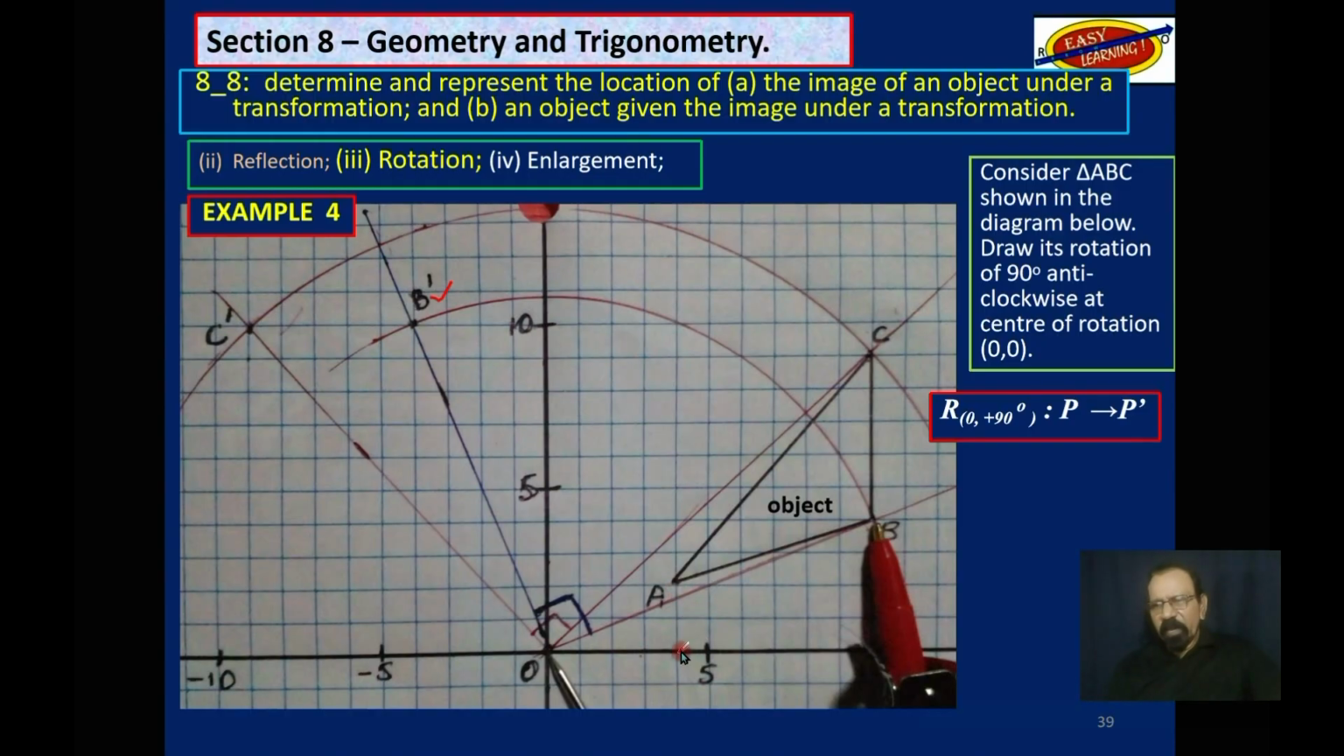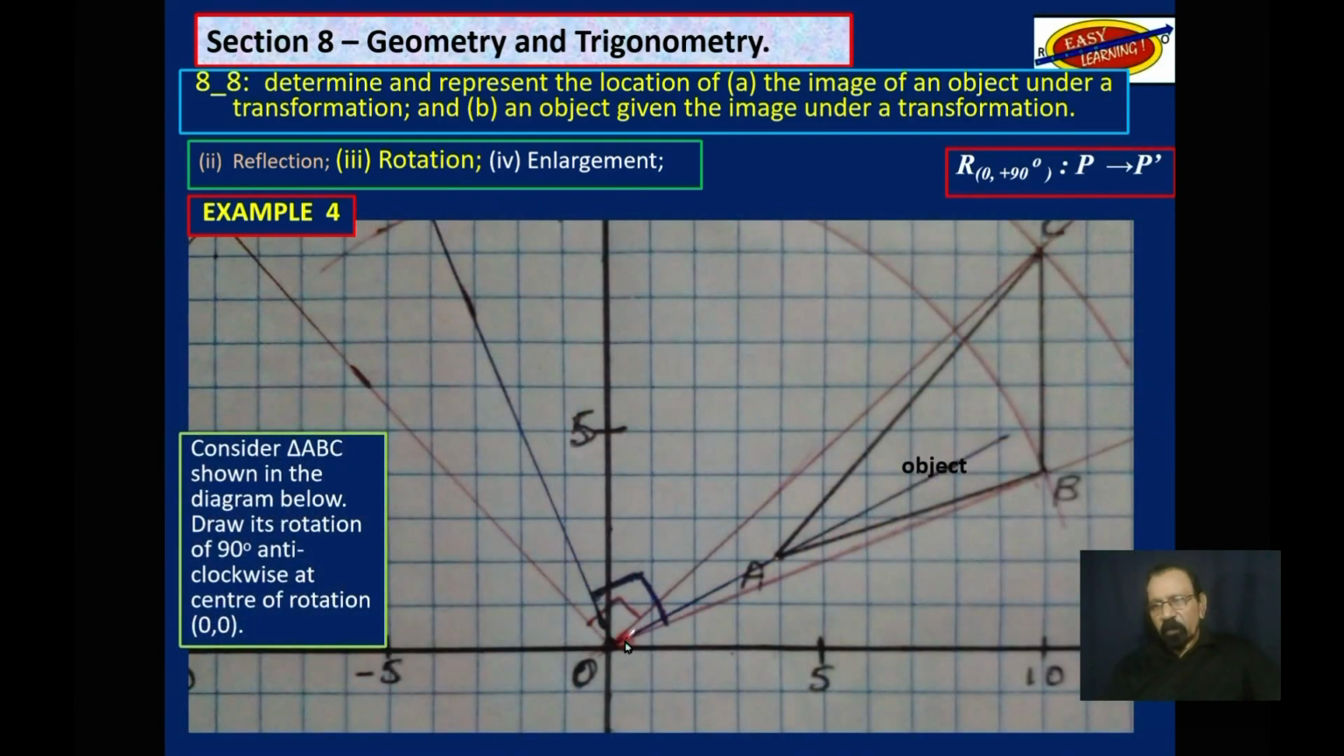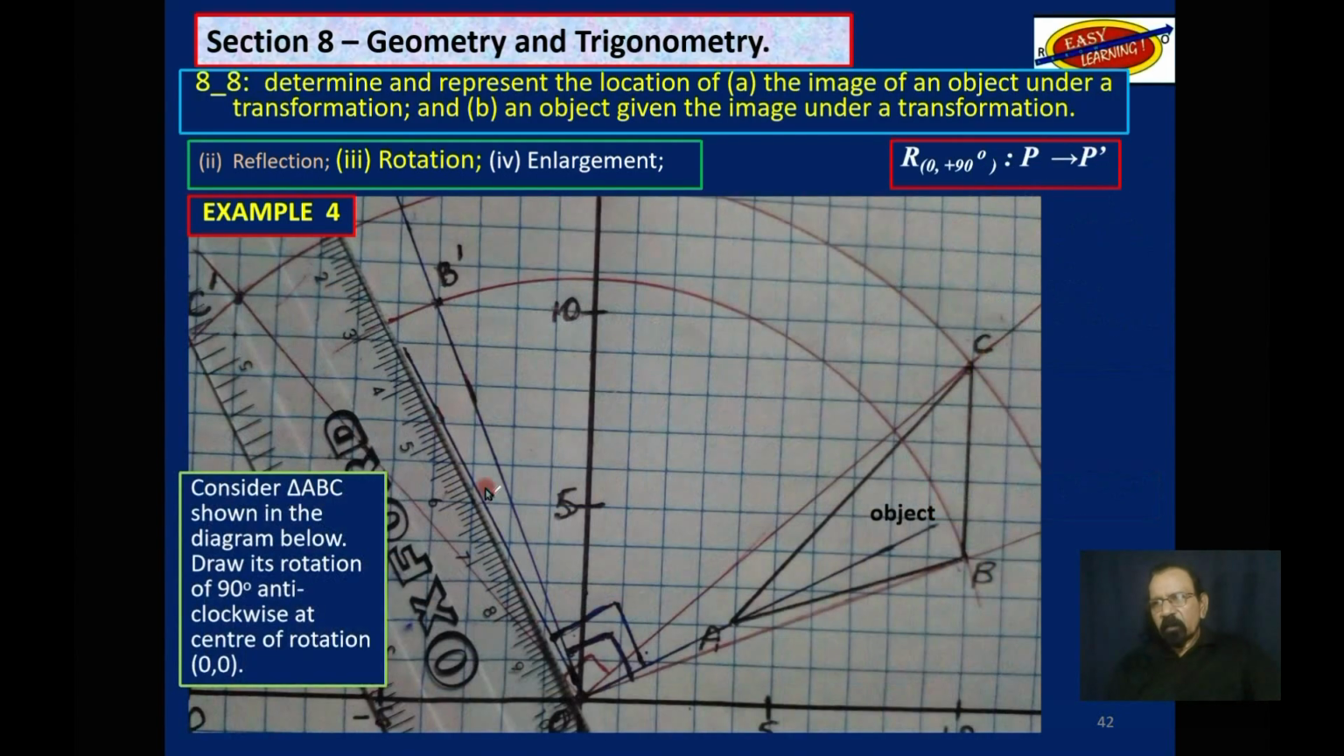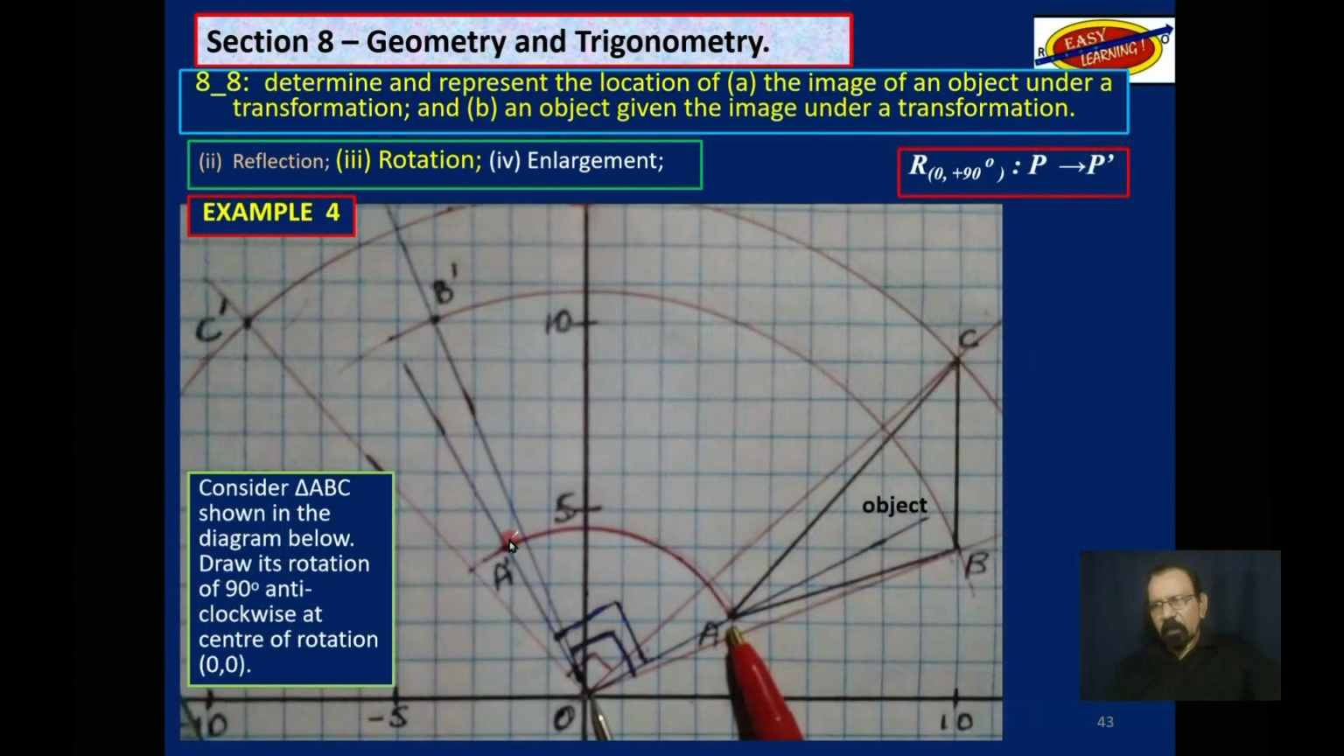Previously that A was touching here, but now it is not, so we'll have to draw a separate line from A to there. From A to there, and measure from that, going around here, 90 degrees, draw that line through there, draw an arc from here to touch that.